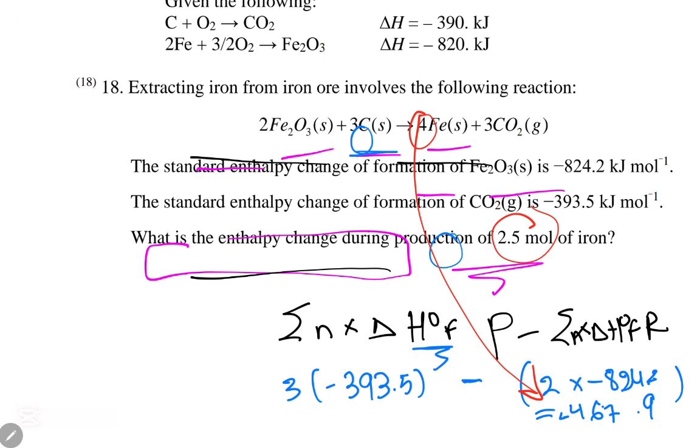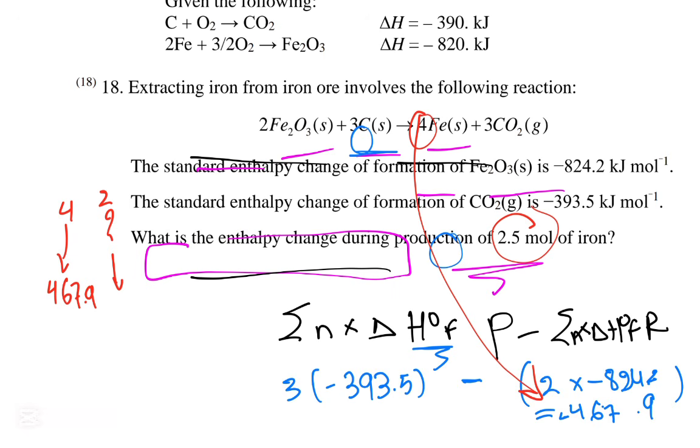Now, if I need that to be for 2.5, if 4 gave me 467.9, how much will 2.5 give me? So 4 gave me 467.9. You do cross multiplication. So then it's going to be 2 times 467.9 divided by 4.